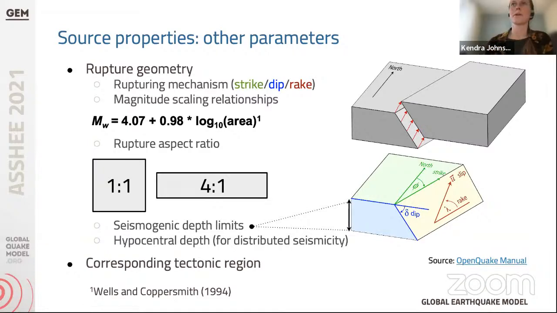So there are just a few other source properties that have to be assigned once we've got the geometry and the magnitude frequency distribution. First, to complete the rupture geometries, we need a rupturing mechanism, so the strike, dip, and rake. A magnitude scaling relationship to determine the size of the ruptures, the same as was used in the maximum magnitude instance. A rupture aspect ratio that controls whether the ruptures are more square or more rectangular. Some depth limits constraining the upper and lower limits of the ruptures, and a hypocentral depth, in particular for distributed seismicity. And finally, each needs to be assigned a corresponding tectonic region. This comes into play more once we look at the ground motion characterization.